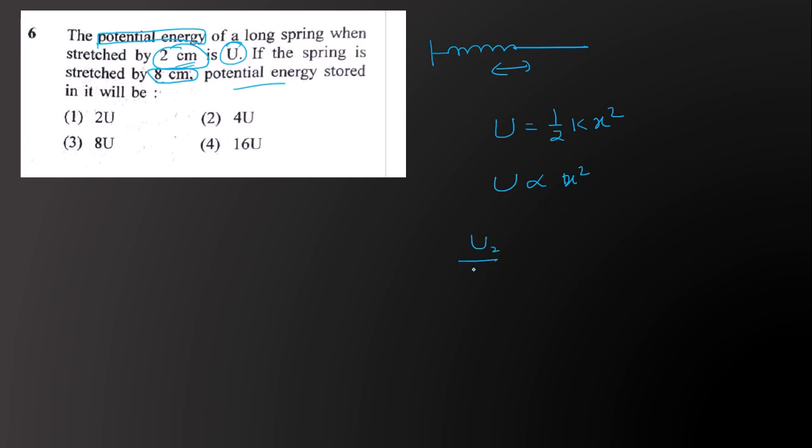Thereby, when the potential energy was U, the extension given was 2 centimeter. And we have to find the potential energy when extension will be 8 centimeter. So it will be equal to 4 square multiplied by U. Answer is 16 U. Let's move on.